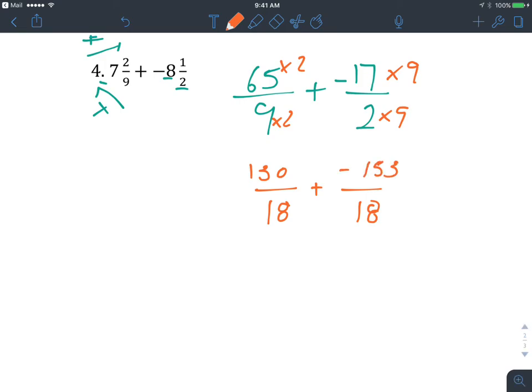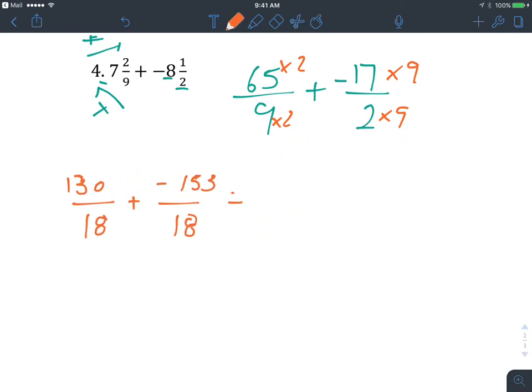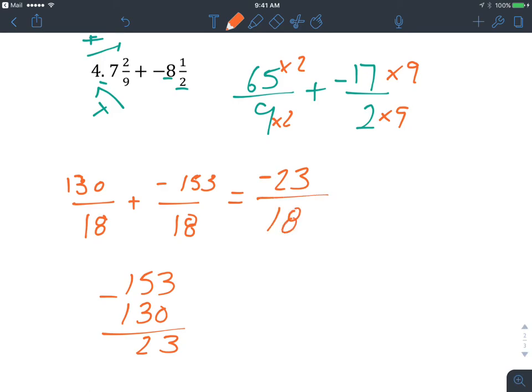That's a 130. And then now I'm ready to add my numerators because I have the same denominator. 130 plus negative 153. Well, different signs means I'm going to subtract the numbers. 153 minus 130. 3 minus 0 is 3, 5 minus 3 is 2, 1 minus 1 is 0. So it's going to be 23, positive or negative. The negative number is bigger, so it's going to be negative 23 over 18.